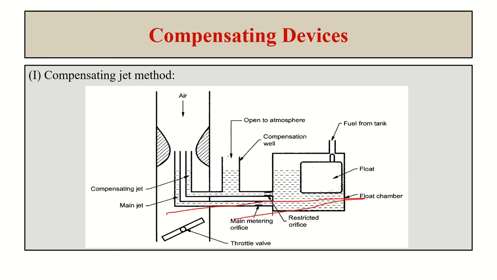Another way of doing this is compensation jet. Suppose I have two jets like this. When the vacuum is created, fuel will come from this as well as from this. But whatever fuel is there, once it is consumed, it will start taking air instead of fuel. So initially it will be rich, after that it becomes lean. And these are very restricted orifices. It will start taking the air. That way you can compensate.